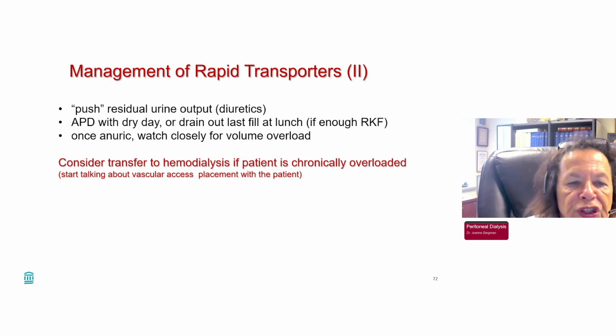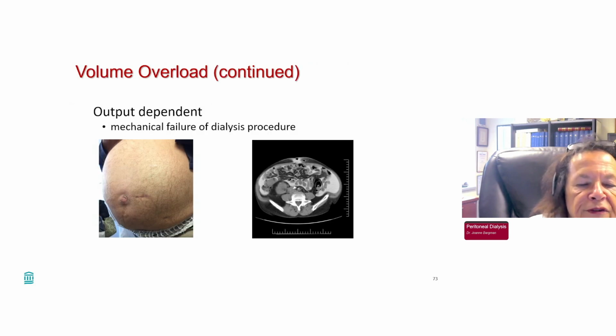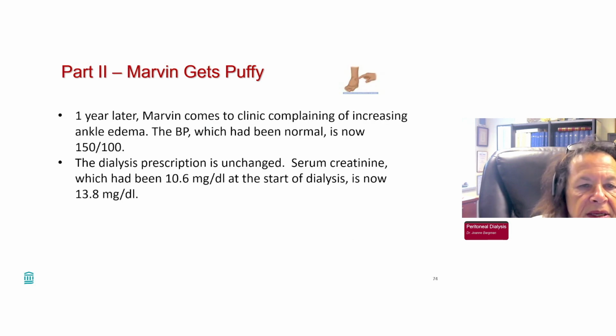So you also want to push the residual urine output with diuretics and APD, perhaps with, if you can get away with it, day dry, or if not, maybe a shorter day dwell, or the use of icodextrin. But if you have a very rapid transporter, once they lose urine volume, they are really at increased risk of volume overload, and you should be talking to the patient about transfer to hemodialysis before it becomes a big emergency. And then finally, the output dependent, such as leak of dialysate fluid into the soft tissues, I'll talk about in the next lecture.